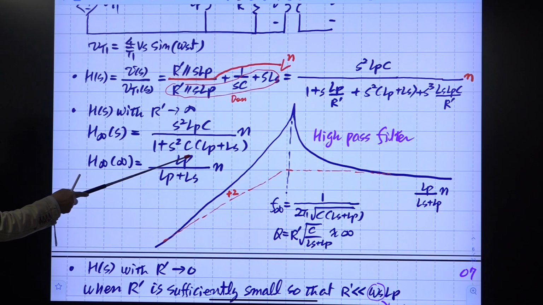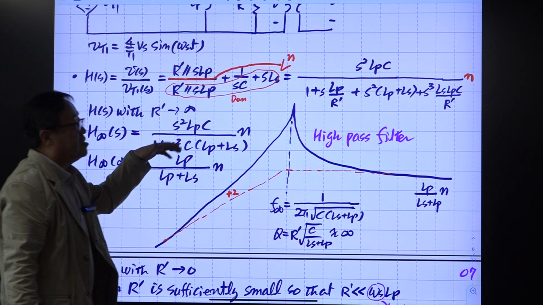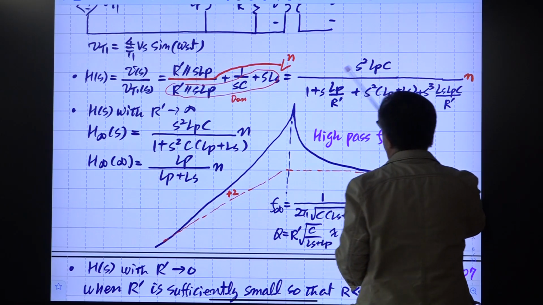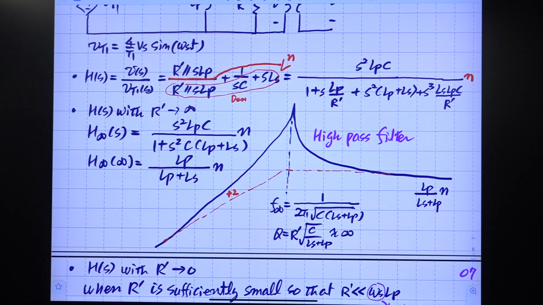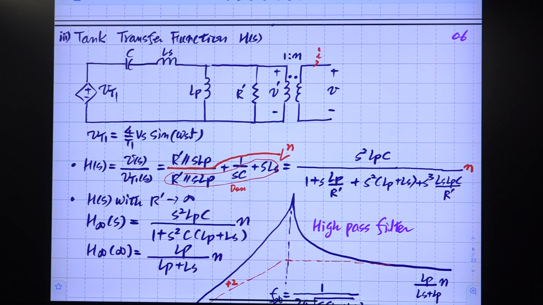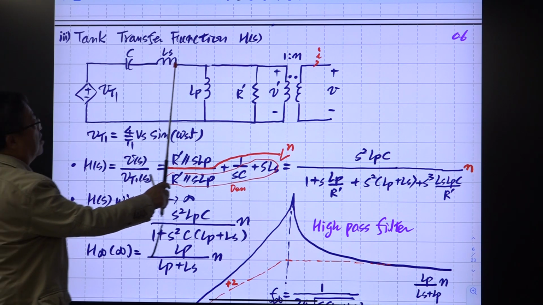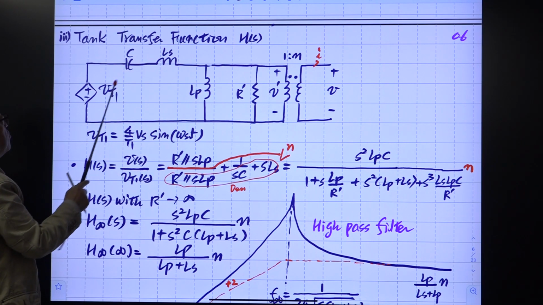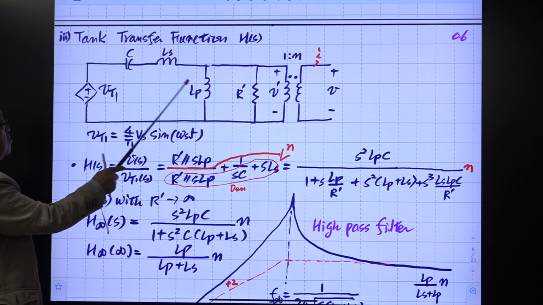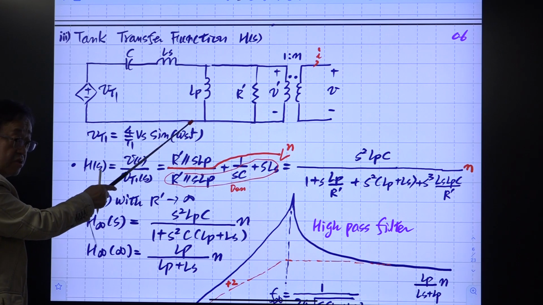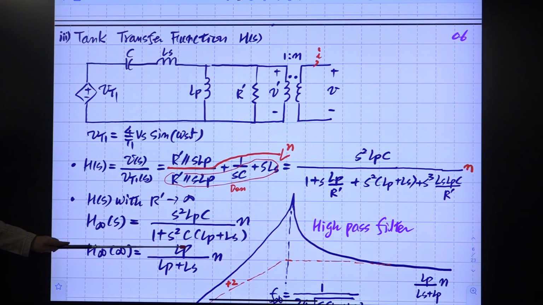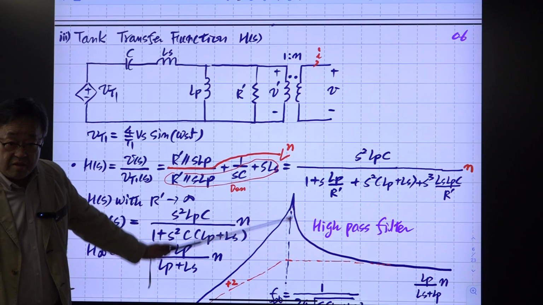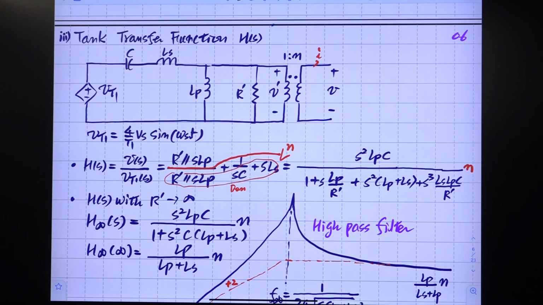That simplifies it. This simple analysis is based on this exact equation, but that is not a good approach. The better approach is this one. When R is infinity, R prime is infinity, then this is open. The remaining part is only this. Then you can easily write down the transfer function, the transfer gain from here to there, which is just the voltage division of this. And that equation becomes the same. The latter one is better. You don't have to play with this. This is very trivial, just a waste of your time.